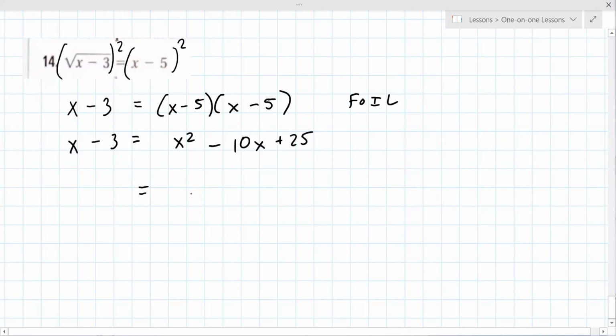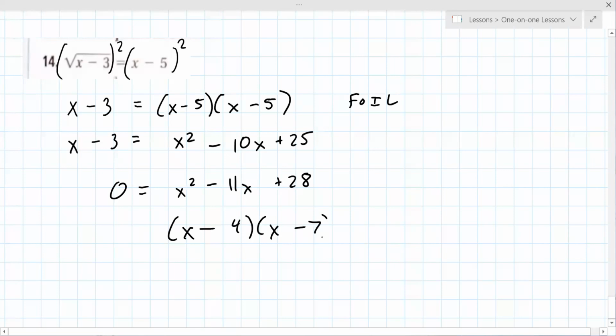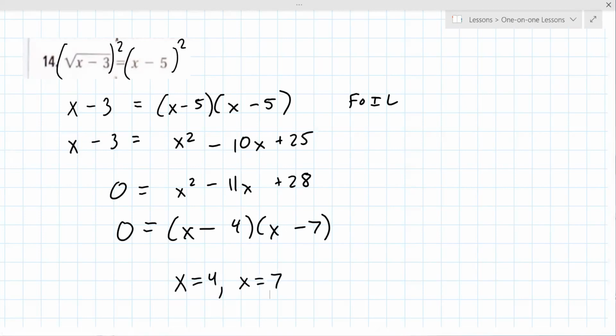We're going to move everything to the right. Plus 28. So you end up getting x minus 4, x minus 7. You get two solutions. You get x equals 4, x equals 7. The instructions say to check for extraneous solutions. That means that you might have one here. Yeah, you almost always have an extraneous one when there's two solutions. Not always, but most of the time.